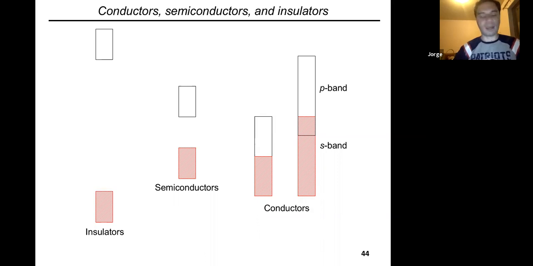Okay. At this point, I think we can stop here. So I hope you understood. And on Friday, we will talk about the effect of the temperature in the conductivity for conductors and semiconductors, and start to talk a little bit more about semiconductors.